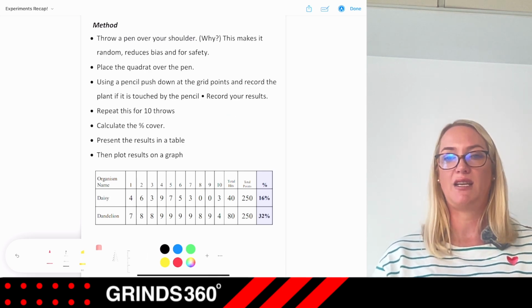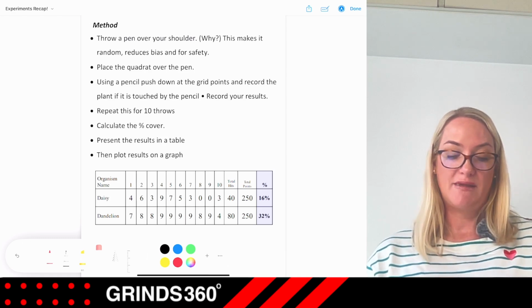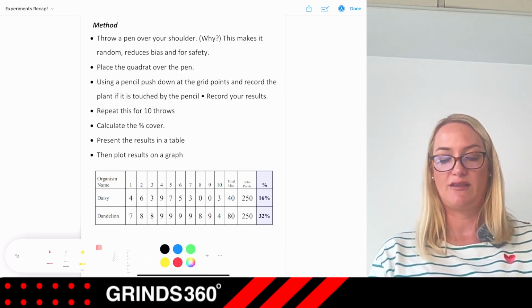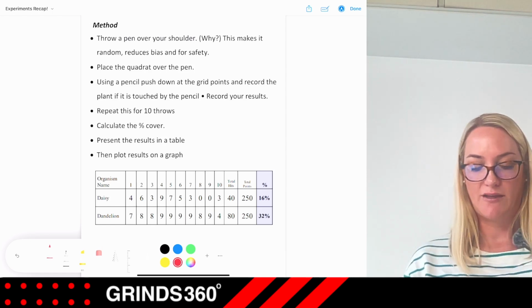So then again, the same thing. We're going to repeat this 10 more times, calculate out the percentage cover. You're going to present your results in a table and then plot your results in a graph. So marks are going for, and the same with percentage frequency.